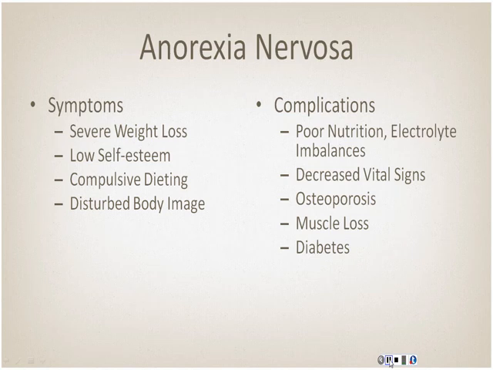Signs and symptoms include severe weight loss, low self-esteem, compulsive types of dieting, and disturbed body image. Later on, as the disease starts to progress, patients might experience amenorrhea, electrolyte imbalances, which again can cause cardiac dysrhythmias, constipation, dry skin, bradycardia, hypothermia, hypotension, muscle wasting, and facial puffiness. They may also get this downy kind of hair that's covering the body.